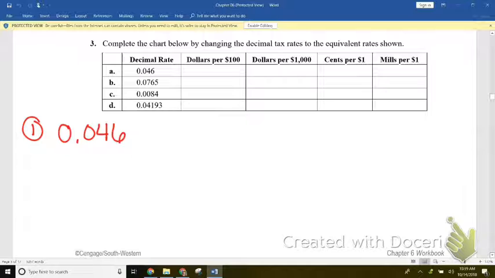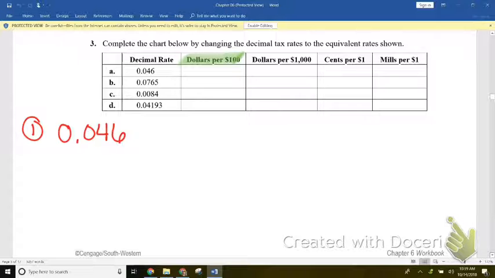Next, we'll try a few examples of converting between an example tax rate into other representations that are equivalent to it. We're going to look at example 3A for this one. So just like we found a tax rate in the last problem, in this one we're starting with the tax rate of 0.046, and we want to convert it to different equivalent forms. The first form we want to look at is how does that translate into dollars per $100 of assessed value.